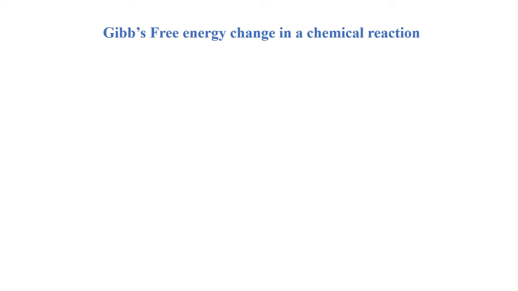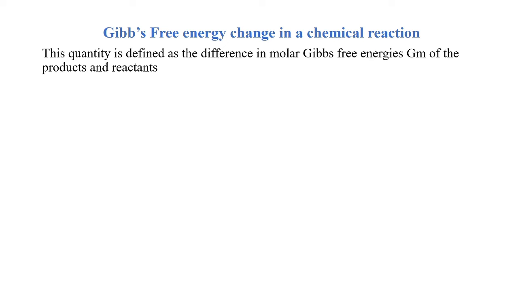Now, let's move to the another topic, that is the Gibbs free energy changes in a chemical reaction. The thermodynamic function used as the criterion for a spontaneity of a chemical reaction is the Gibbs free energy of a reaction, that is the delta G is nothing but the reaction free energy, and the Gibbs free energy is defined as the difference in molar Gibbs free energy GM of the product and reactants.